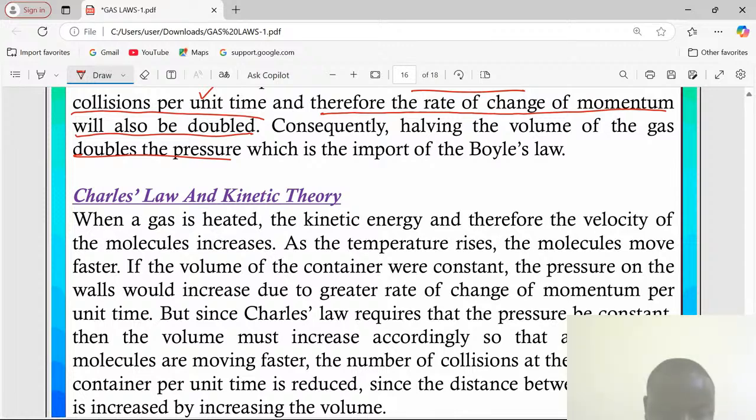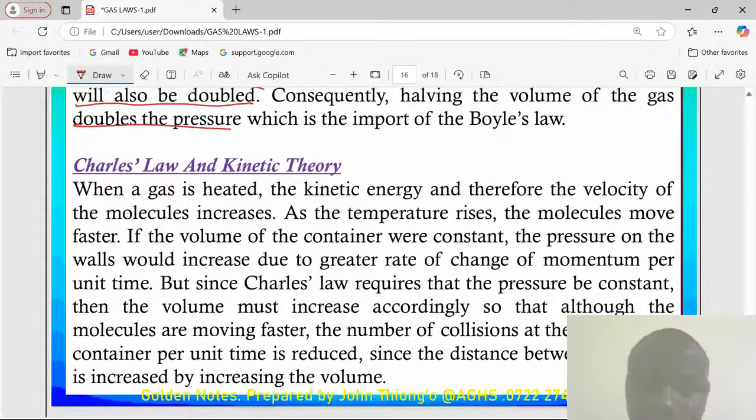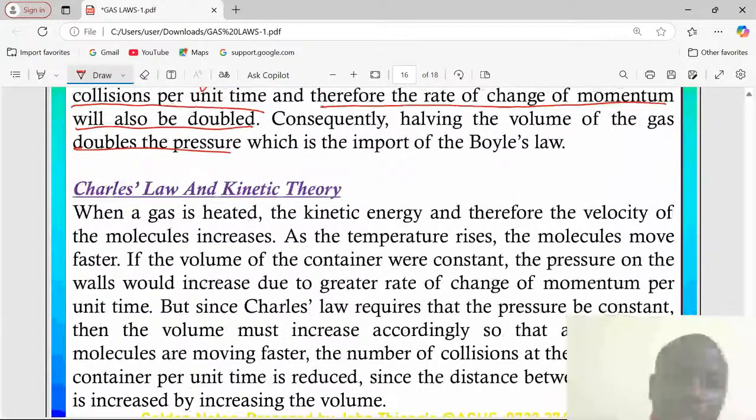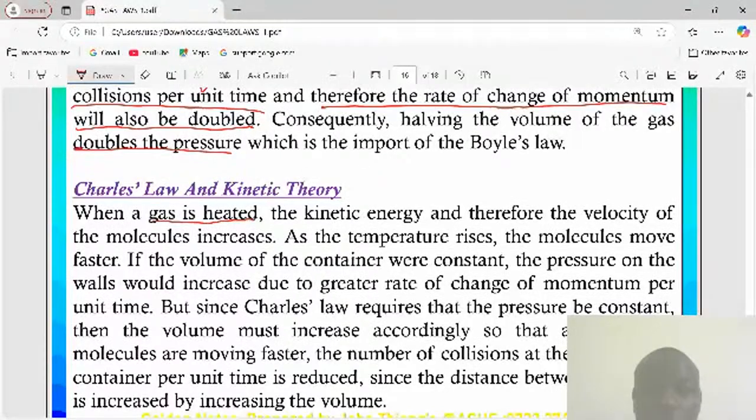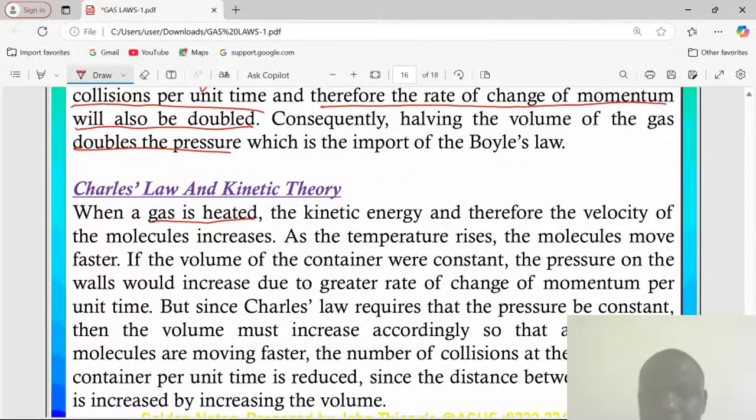You can also check what happens to Charles' law. When a gas is heated, the velocity of the molecules also increases. It's the temperature. If the volume of the container is constant, then the pressure on the walls would increase, because the temperature has increased. So you find collisions are increasing per unit time.